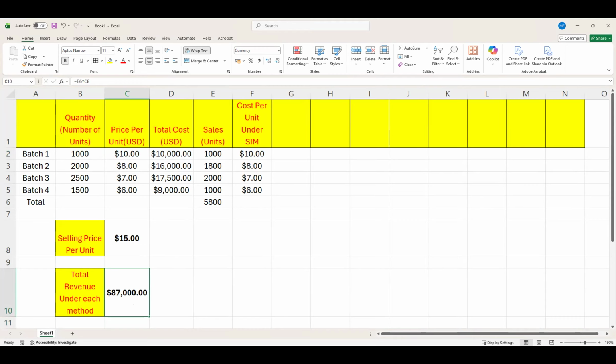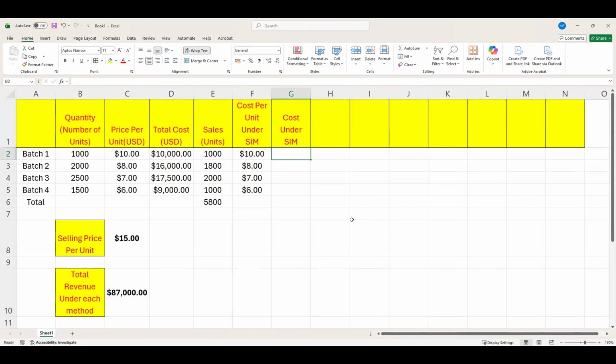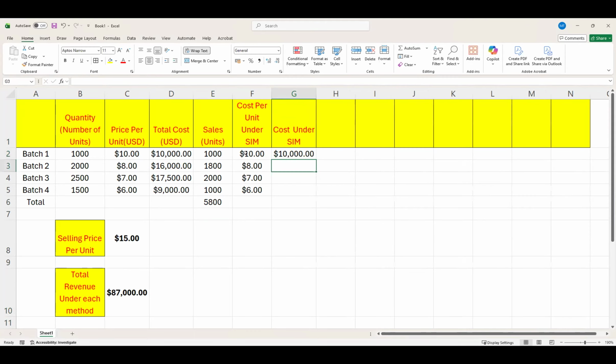Now, if my total revenue remains the same under all the methods, then what is the total cost under specific identification? That is also important. Under specific identification, to find the cost for each batch, I take the number of units which have been sold multiplied by the cost. So is equal to this multiplied by this, right?